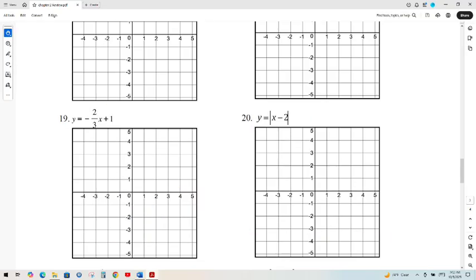Okay, here they gave us this one already in y equals mx plus b form. So all we have to do is find the y-intercept, apply the slope down 2, over to the right 3, plot our next point, and then connect the dots. Okay, so that's number 19.